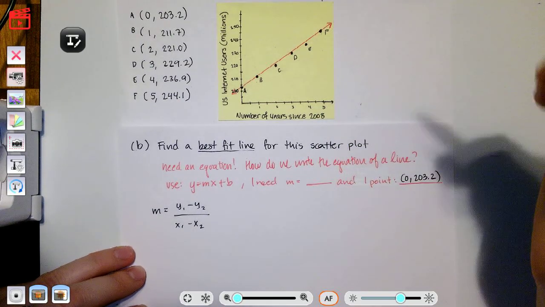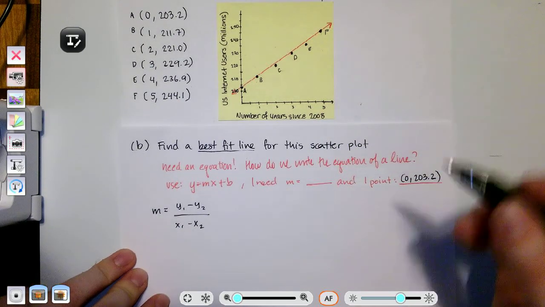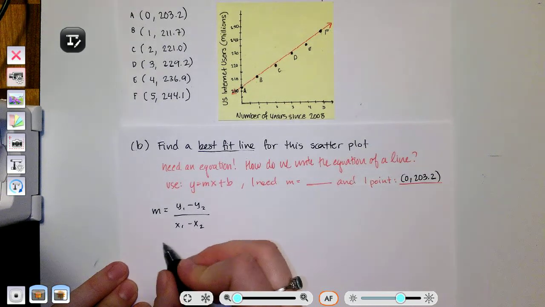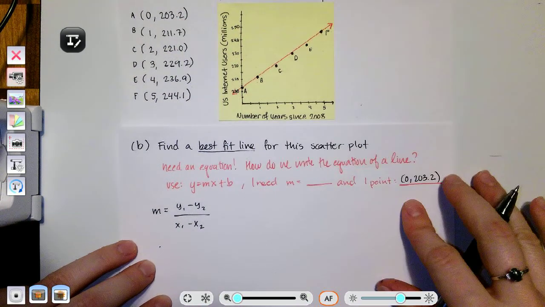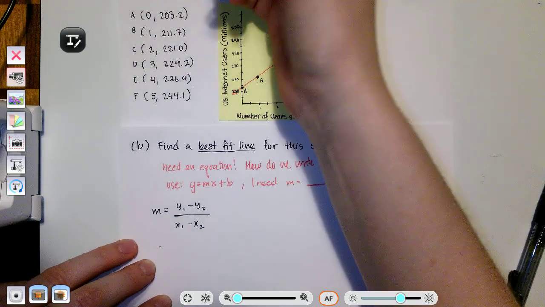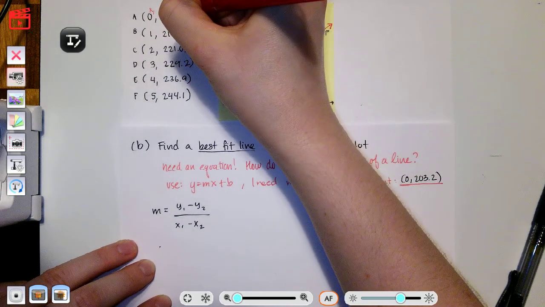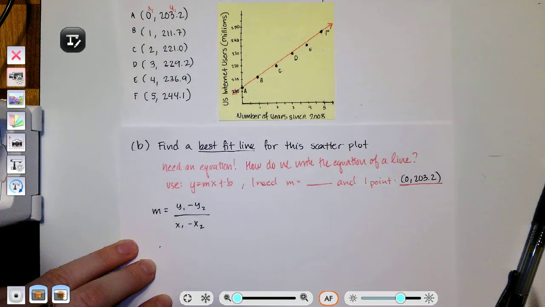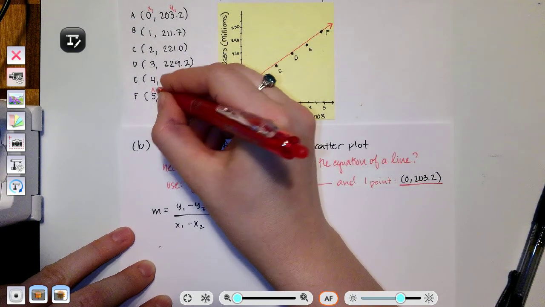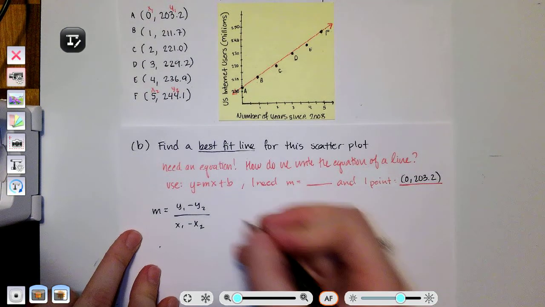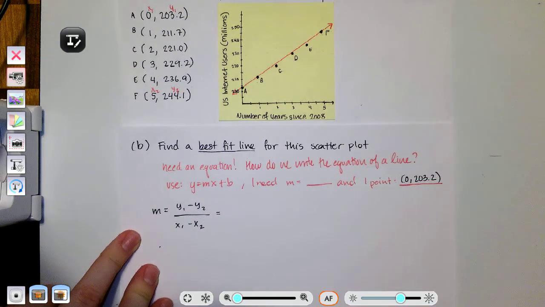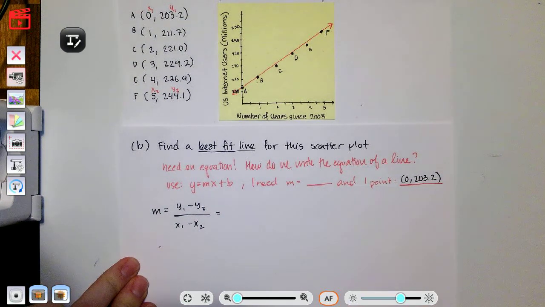Remember, this is the best fit line. So point A, I'll label those my X1, Y1. And point F, I'll label those my X2, Y2. Okay, let's go ahead and plug these values in. Go ahead and pause the video and try and calculate this yourself.